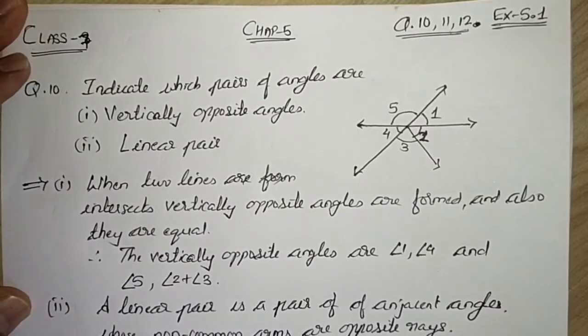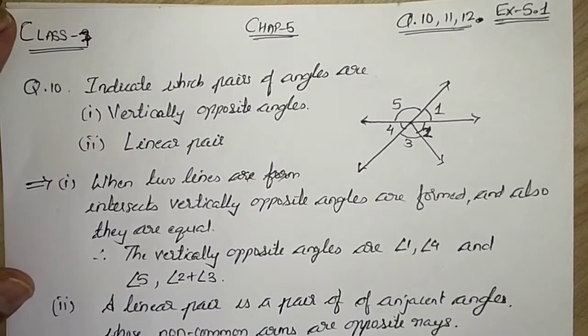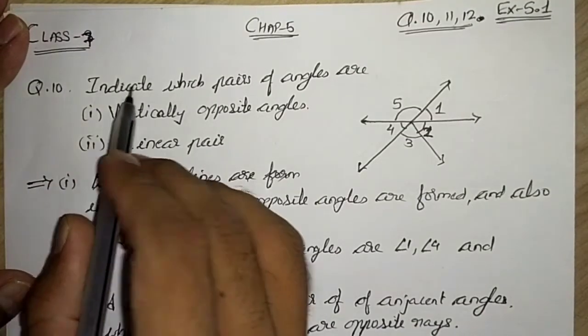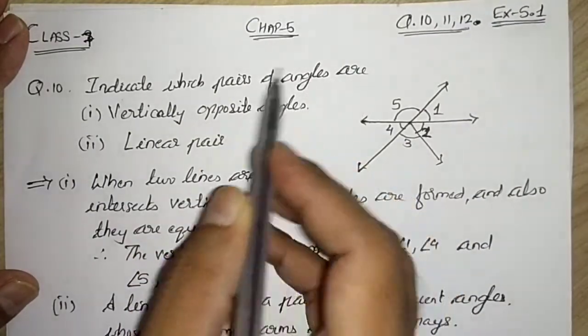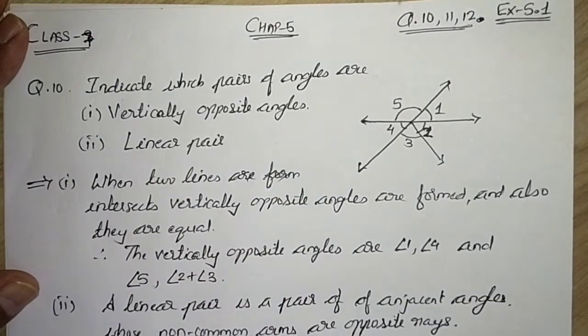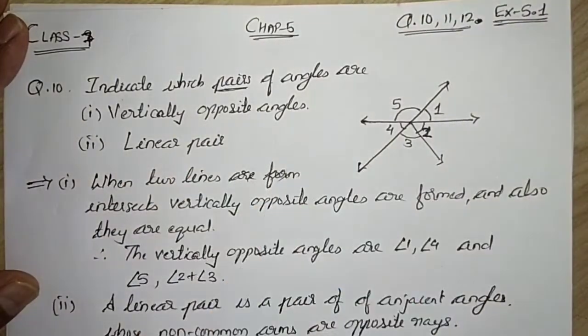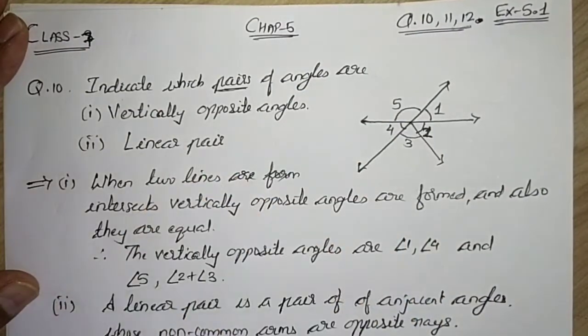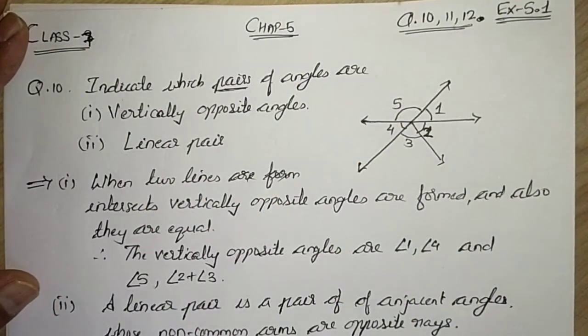Good morning, students. Today we are going to solve question number 10, 11 and 12 of exercise 5.1. Question number 10 says, indicate which pair of angles are vertically opposite angles, and second, linear pair. Which pair of two angles are vertically opposite angles and which are linear pair. So in both the cases we will follow the definition.